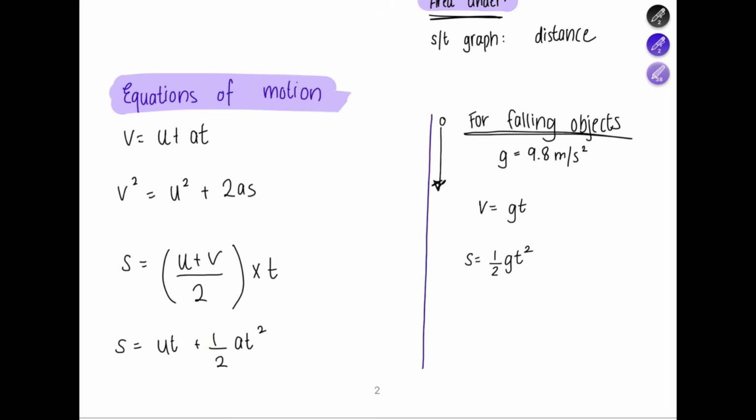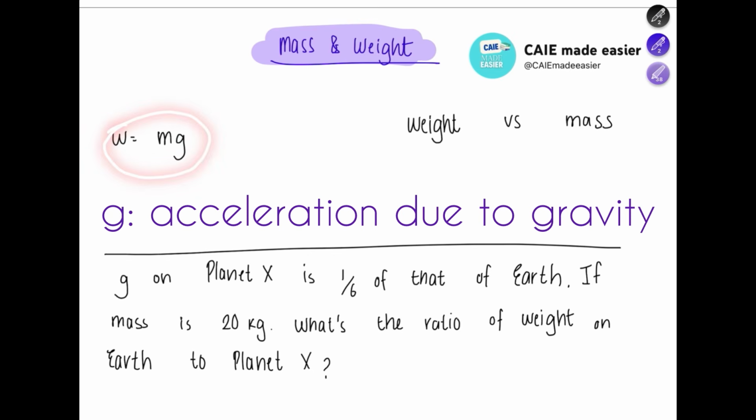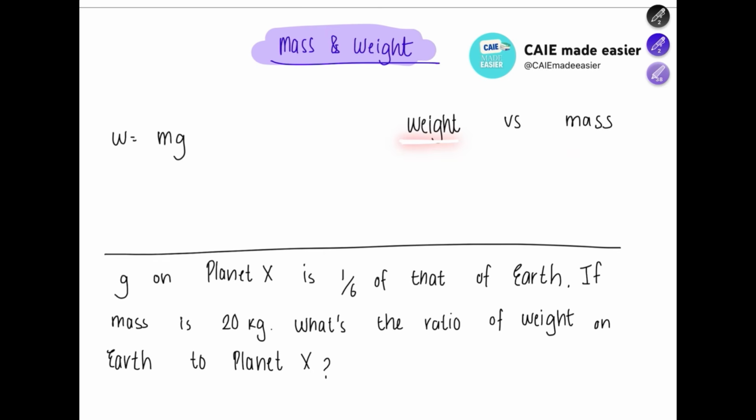What if the object is thrown upwards? g will be negative, v equals minus gt, or s equals minus half gt square. Okay, for mass and weight, remember weight equals mass times gravity. The difference between weight and mass is that weight is a vector quantity, mass is a scalar quantity. Mass is constant while weight changes with the value of g.